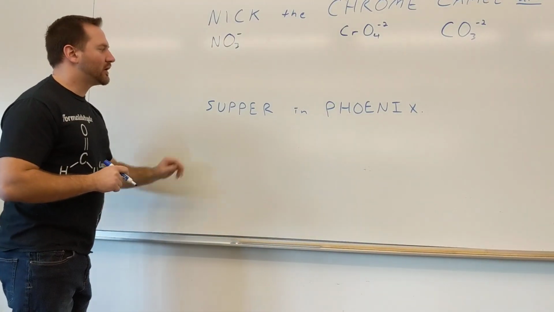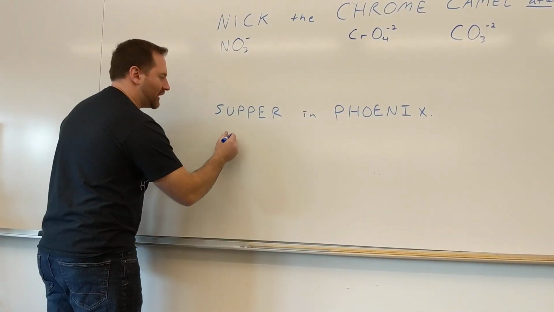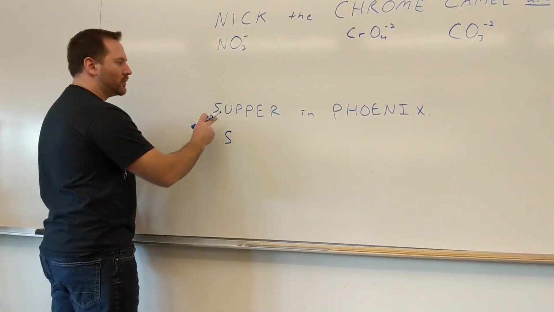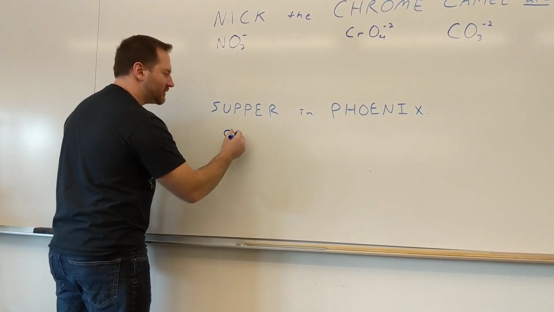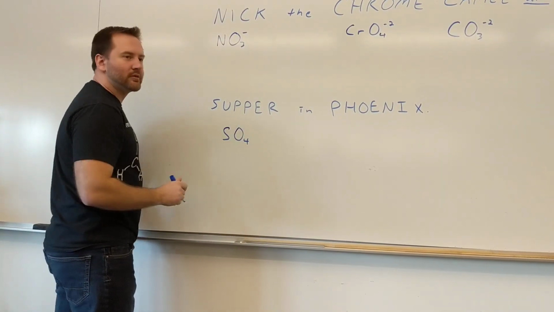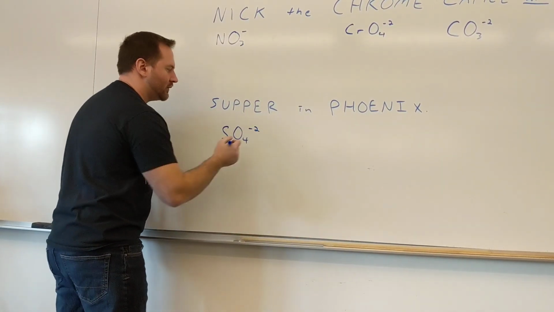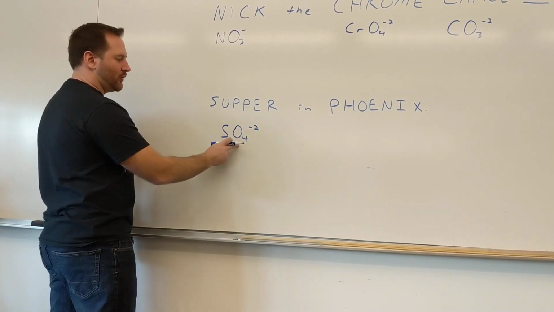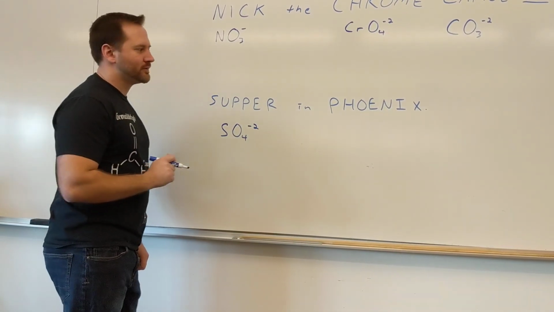Now we're going to look here. We're going to use supper to represent the polyatomic ion sulfate. So, looking here, there's 4 consonants. That means there's 4 oxygen atoms. Since there's 2 vowels, we'd say it's -2. So sulfate is SO4 with a -2 charge.